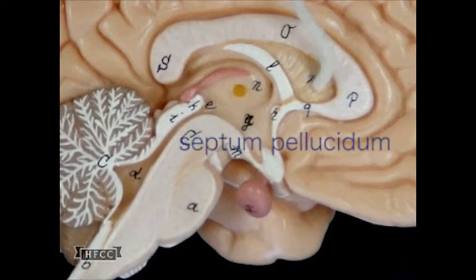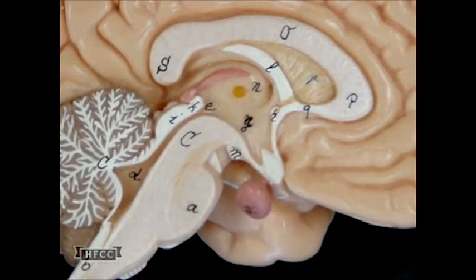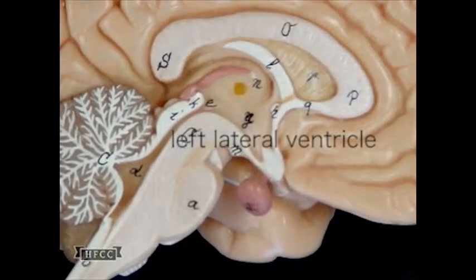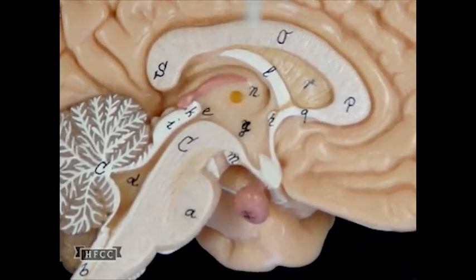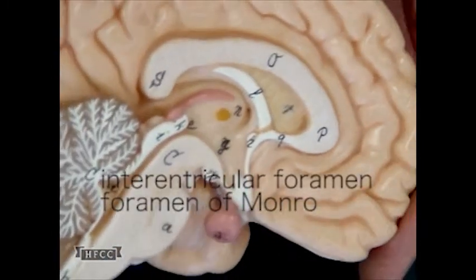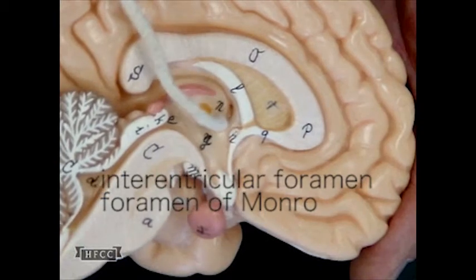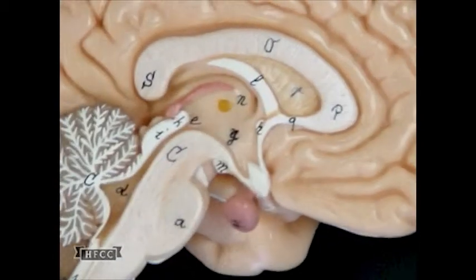This is the septum pellucidum, a very thin tissue. In back of it there is the left lateral ventricle, which cannot be seen in this model. Now taking a look at the little hole there that drains the left lateral ventricle, that's called the interventricular foramen, or the foramen of Monro.